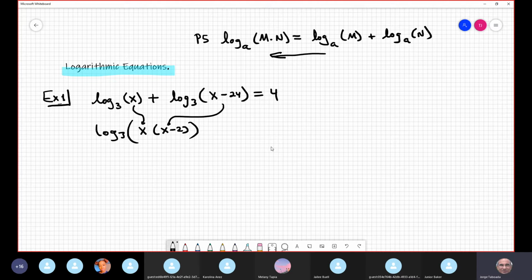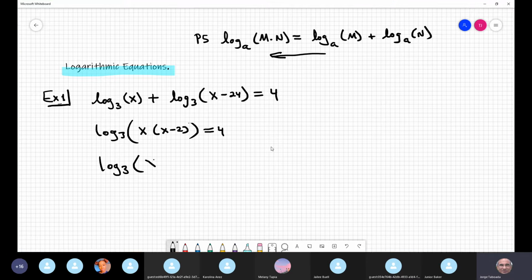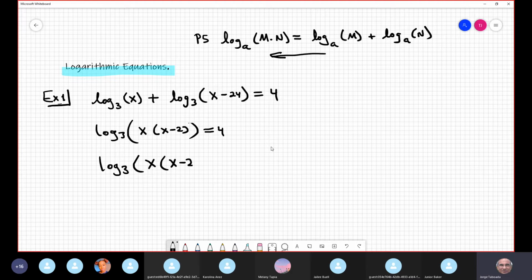I put double parenthesis because the outermost parenthesis indicates the argument inside, and we have another parenthesis here, which is the binomial. For the monomial, the parenthesis is not strictly necessary. Well, you can put it, it's okay. Equal 4. Okay, let me copy again. Log base 3 parenthesis x times x minus 24. Sorry, it's 24. I copied it wrong. Equal 4. Okay, forget about this, it was a mistake.